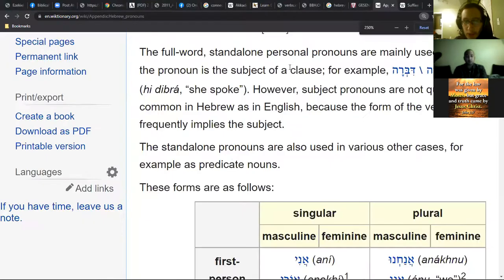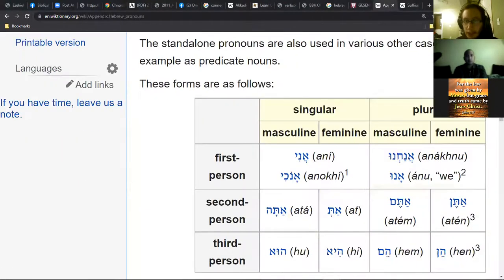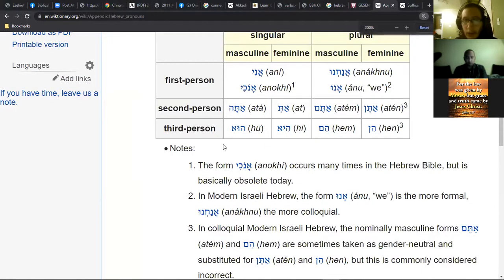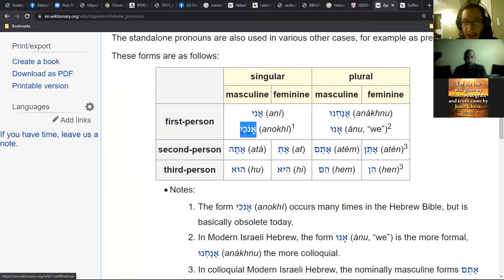In Hebrew, as well as ancient Hebrew, like in Akkadian, we have the original anki or enahi. That means I. But later on, even in biblical Hebrew, enahi gets replaced with ani. So if you want to say I, most of the time verbs have an I in the verb.